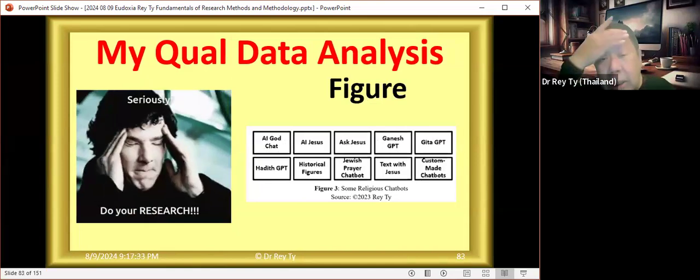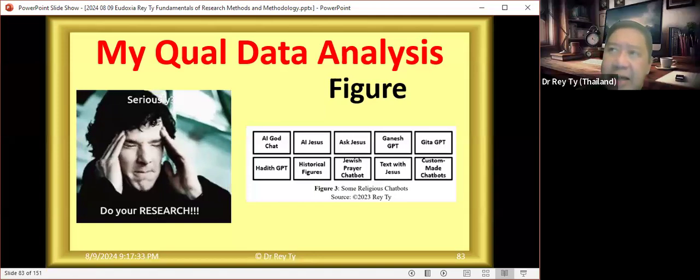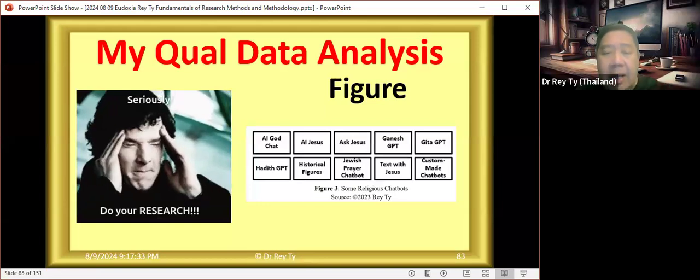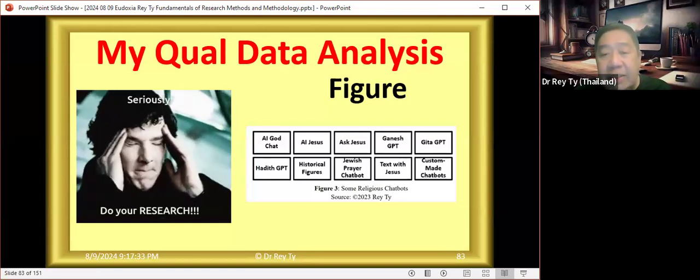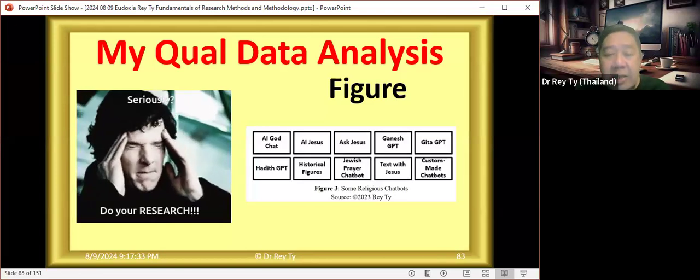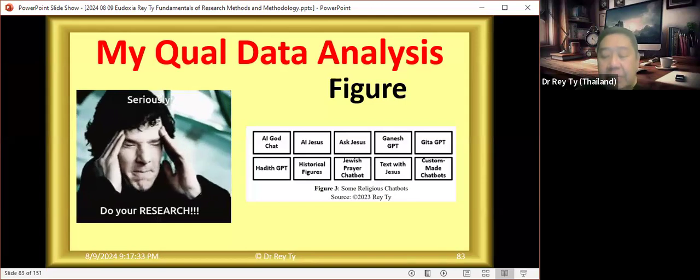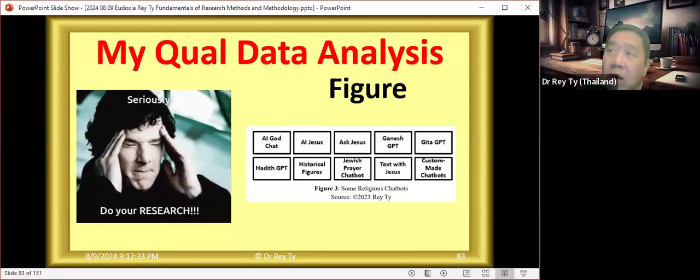This one is another journal article I wrote about AI, religion, and ethics. This was published last year in December. I said these are some of the religious AI bots that I have used. There is the general AI religious bot, there's Jesus bot, there's Ganesh bot, there's Gita bot, there's Hadith bot, there's Jewish prayer bot, there's Talk with Jesus, and I have made some custom-made chatbots, and I use them too. And I wrote about this using autoethnography as my research method.